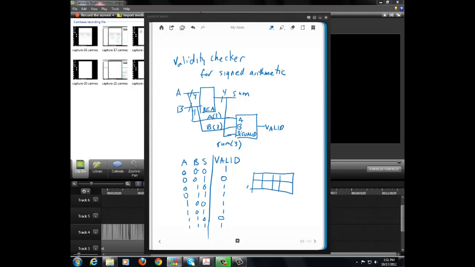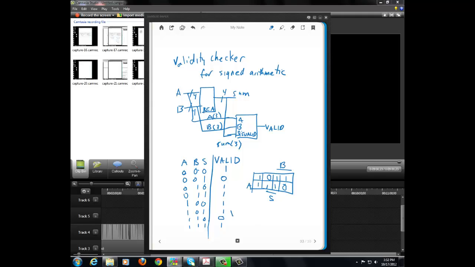So we can figure out what this is in a K-map again. So we've got our A, B, and this is our C, or S in this case. And our invalid is at the 1 position and at the 6th position, 4, 5, 6. So our 1s are here.